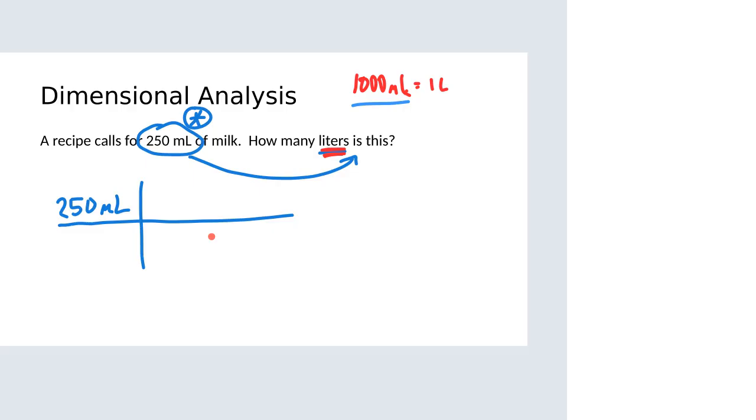If nobody knows, it's totally fine. My question is, which one is going to go up here in the numerator? The 1,000 milliliters or the 1 liter? Which one goes in the numerator? If you don't know, it's totally fine.